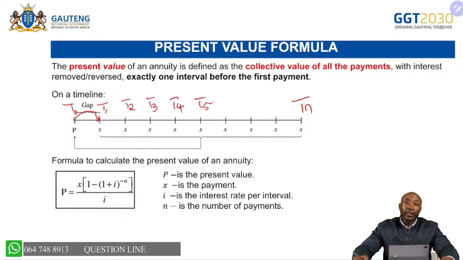Our N is the number of payments, and we discussed this, that to get our N, it's not the number of years, but it is the number of payments depending on the compounding period. If it is compounded monthly, we know that we are going to multiply the number of years by 12. If it's compounded quarterly, we are going to multiply the number of years by 4 to get N, which is our number of payments, and so on and so on.